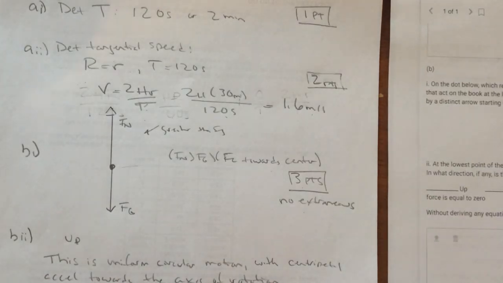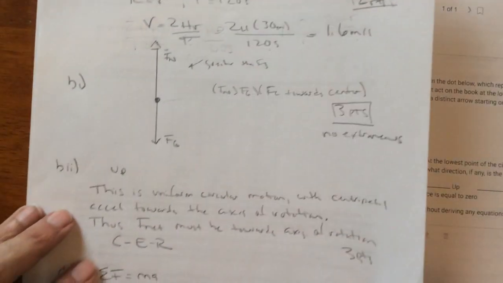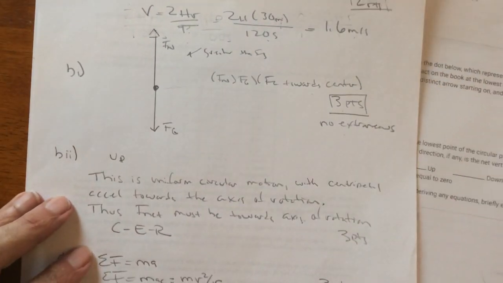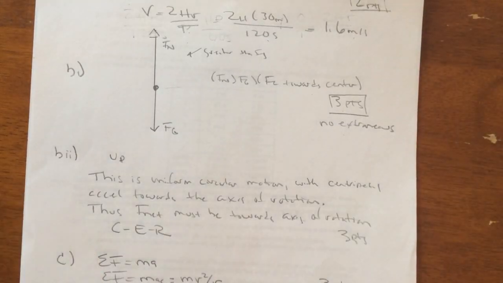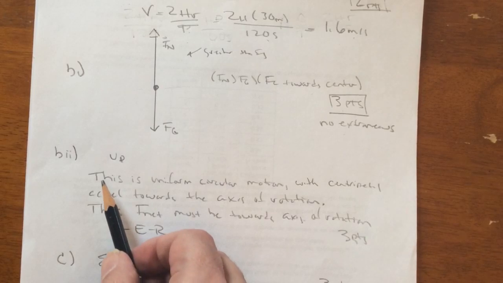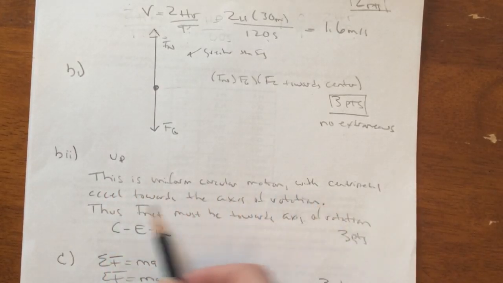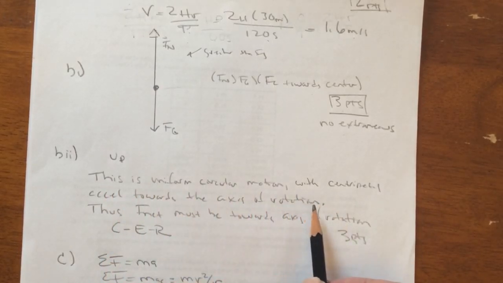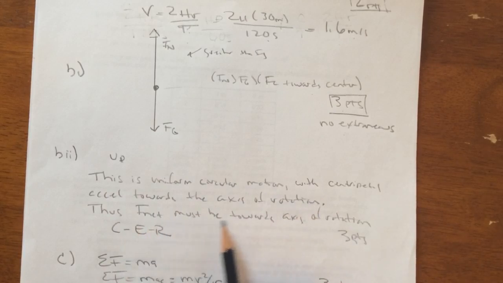The book, on its circular path, is moving only in the horizontal direction. What direction is the net vertical force? So the trap is, it's moving in the horizontal direction, so acceleration must be zero. No. You know it's uniform circular motion. You're going to write it's up, and you're going to explain this is uniform circular motion, acceleration towards the axis of rotation. Thus, force net must be towards the axis of rotation.